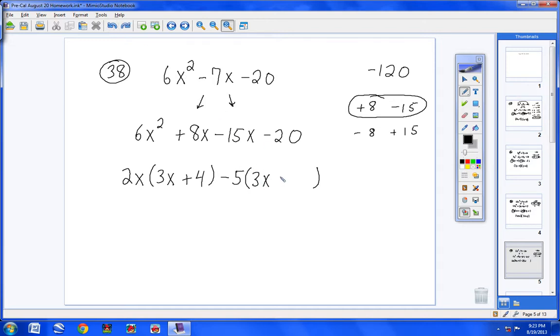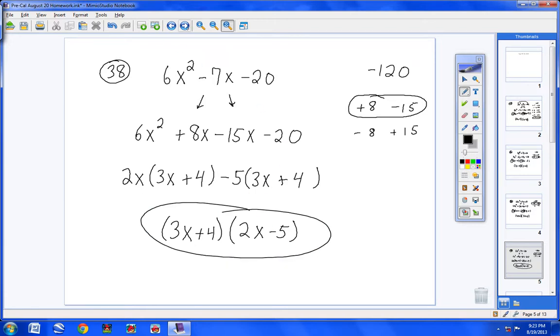How about a positive 4? Let's see if that works. A negative 5 times a positive 4 is a negative 20. So, yes, that works. And notice how your parentheses match. So, you write your matching parentheses, 3x plus 4 once, and then you're left over with 2x minus 5 in parentheses. Moving on to number 39.